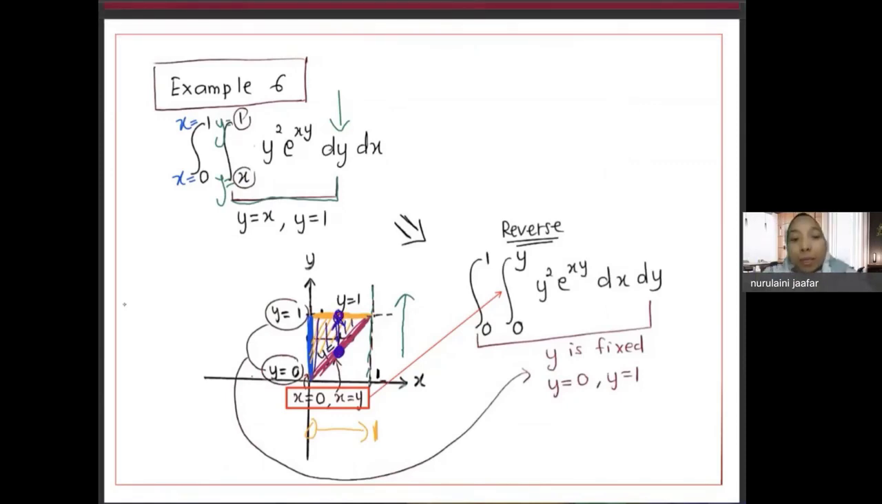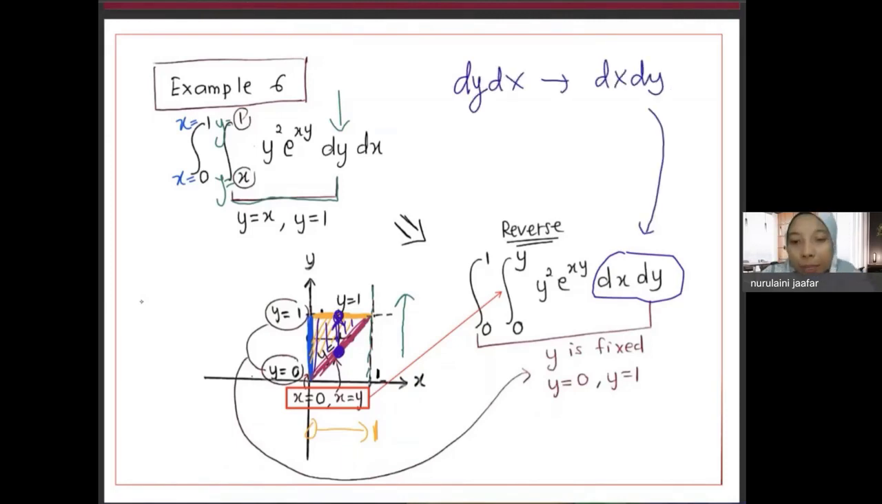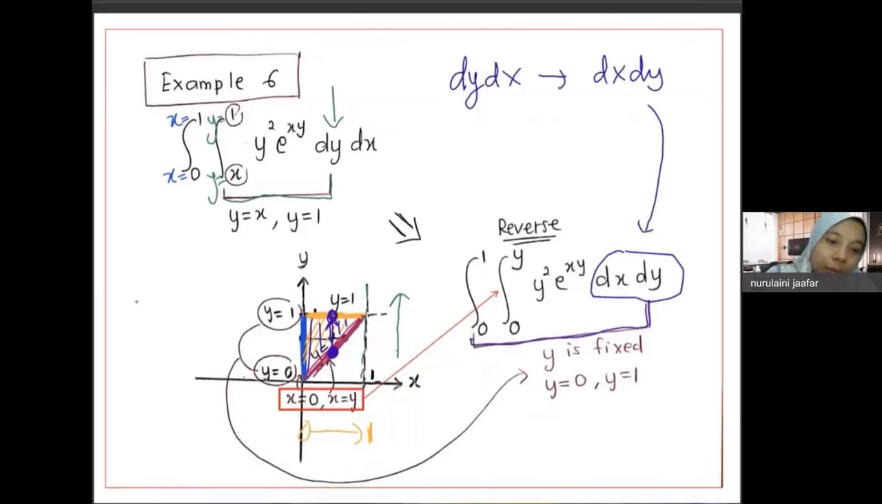Now the question asks you to change the order of integration to dx dy. But class, you have to remember that the region is still the same. You just have to change the order. So from dy dx, you have to change to dx dy. We find the limits. dy is equal to what? dy is 0 to 1.